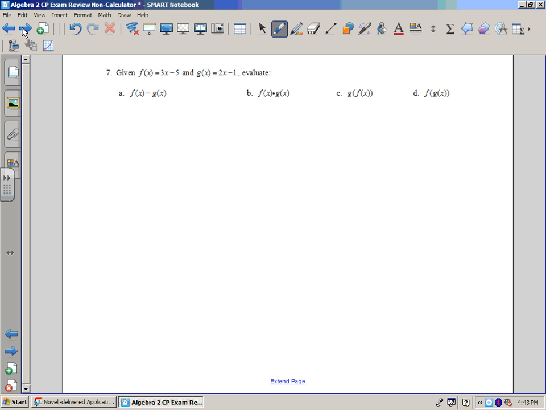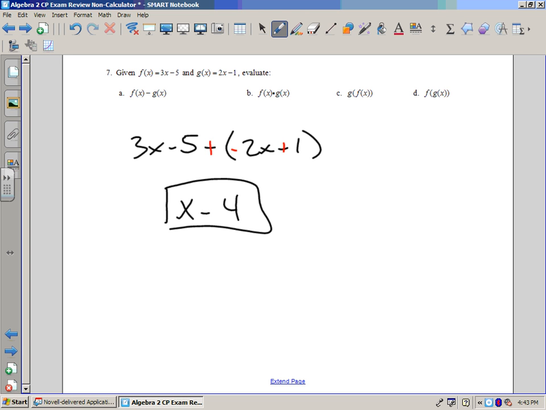F of x minus g of x, just subtract. I'm going to do 3x minus 5 minus (2x minus 1), which is the same thing as plus a negative and plus a positive. 3x minus 2x is x. Negative 5 plus 1 is negative 4. My answer is going to be x minus 4.